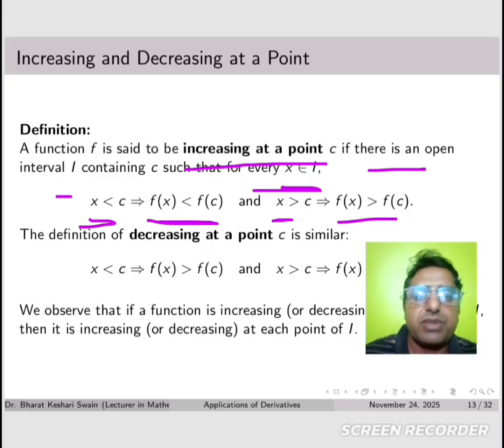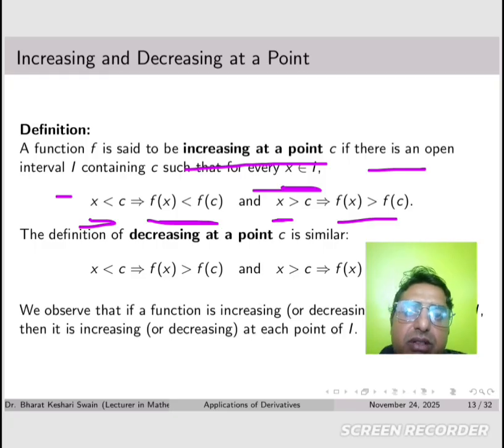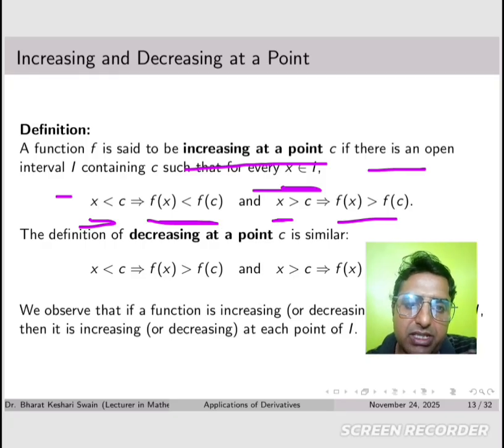Okay, so f is said to be increasing at point c if there is an open interval I containing c such that for every x belongs to I, x less than c implies f(x) less than f(c), and x greater than c implies f(x) greater than f(c). So for every x belongs to I.